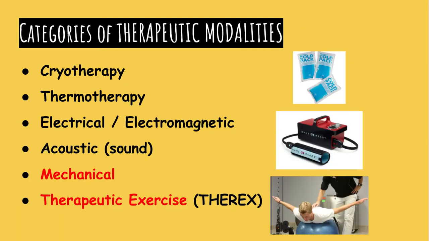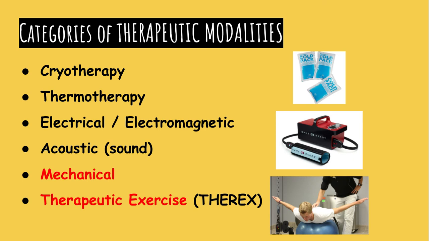All right, so we have 6 different major categories for your therapeutic modalities. Sorry, I can't do math. You have your cryotherapy, so those are ones that are cold. You have your thermotherapy, so these are your heat therapies. You have your electromagnetic, so these are also types of heat therapy, but they are ones that use electricity. You have your acoustic or sound therapy, another type of heat therapy, but it's using sound waves to generate energy.